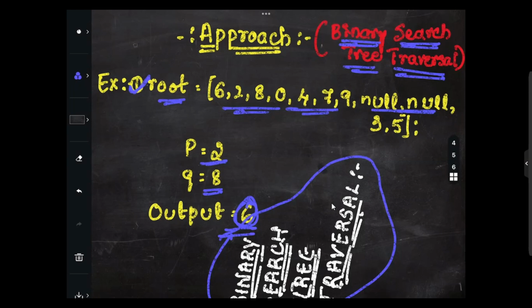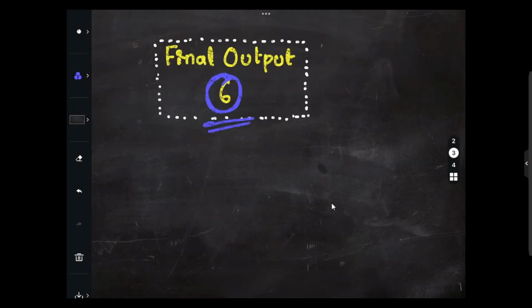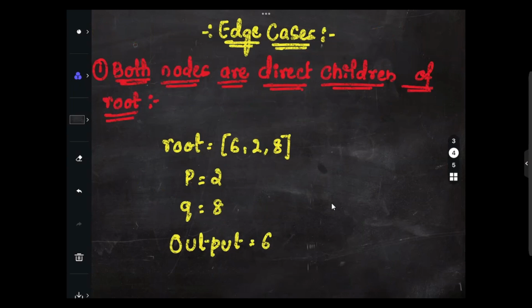Now we are completely familiar with the approach. Let's quickly discuss the complexities for the code that we have written. Not the complexity, sorry. Let's discuss the edge cases one by one. The first edge case here is both nodes are direct children of root. Both nodes are direct children of root here in this case.